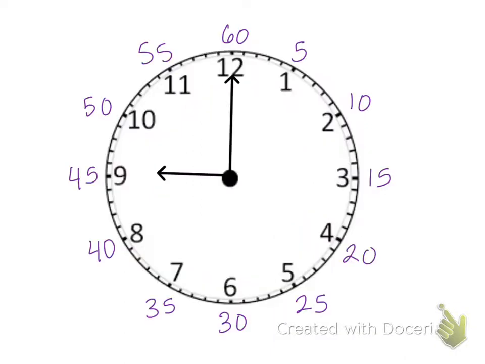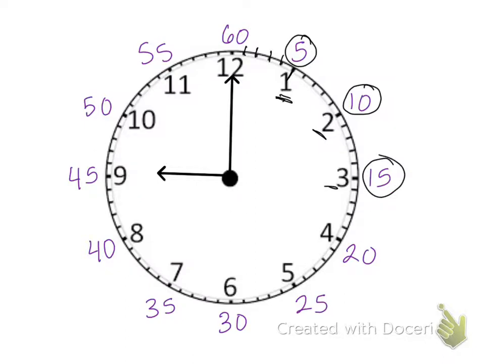Now, on a clock, each of the small lines, the small marks, tells me that 1 minute has passed. Okay. When we get to the 1, we're at the 5th line. So if we look, we have 1, 2, 3, 4, 5. So when the minute hand points to the 1, it's been 5 minutes. When we get to the 2, it's been 10 minutes because there's 10 marks. When we get to the 3, it's been 15 minutes.